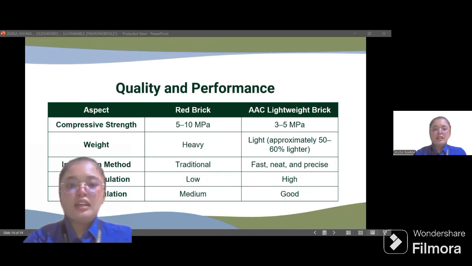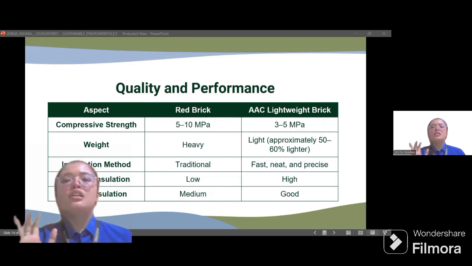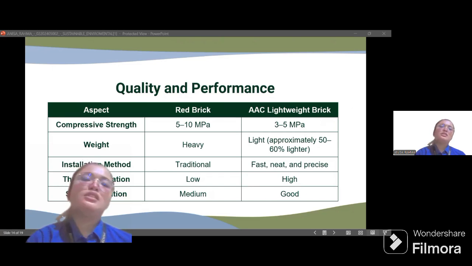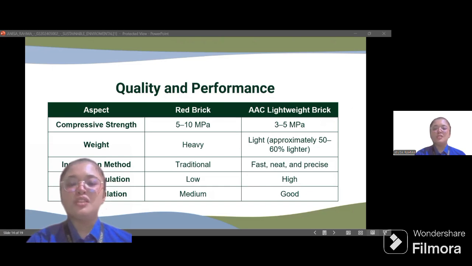For this slide, compressive strength. Red bricks: the compressive strength ranges from 5 to 10 MPa. This strength is adequate for most residential building applications, but it's not as high as some modern materials. While sufficient, red bricks have a limitation in strength compared to more modern materials like concrete or AAC block.